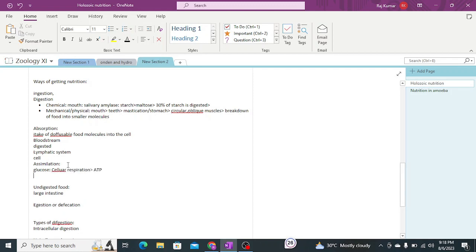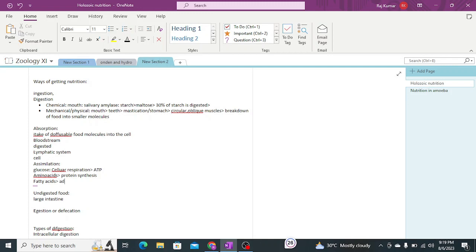After which we are having the amino acids. Amino acids are utilized for protein synthesis inside the ribosomes. After which we are having fatty acids. Fatty acids are used for insulation, shape, protection, and reservation of energy inside the cell. So fatty acids are utilized for several purposes: reservation of energy, shape, protection, as well as insulation of cell.